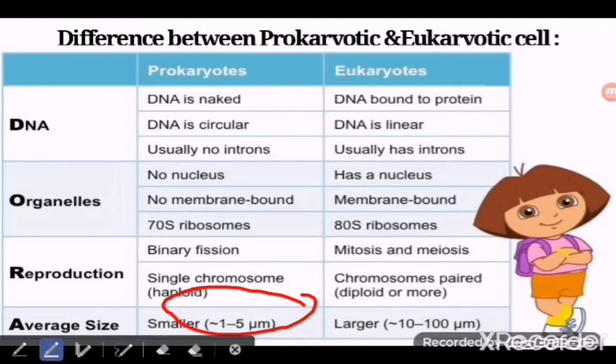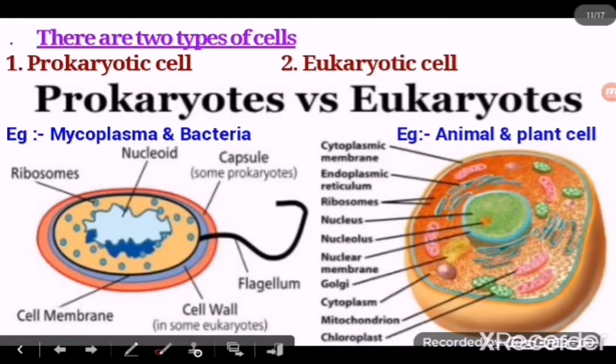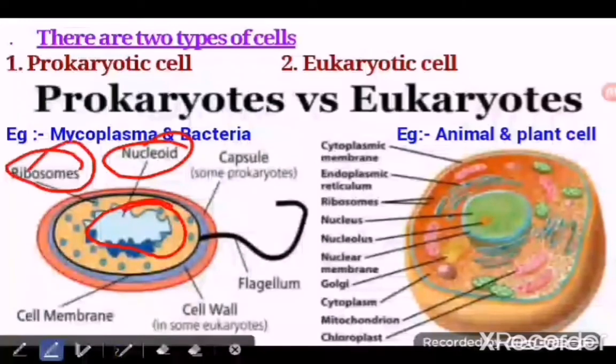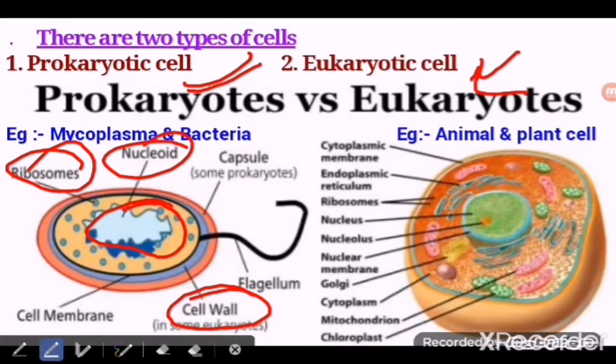Now come back to the previous slide, and here we will see the structure. So this is the prokaryotic cell. In the prokaryotic cell there is no nucleus; the circular DNA is called the nucleoid. These bead-like structures are called ribosomes. Cell membrane and cell wall are found in prokaryotes, but in eukaryotes also a cell wall is present. The cell wall in prokaryotes is made up of peptidoglycan.